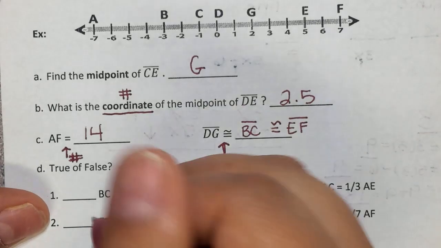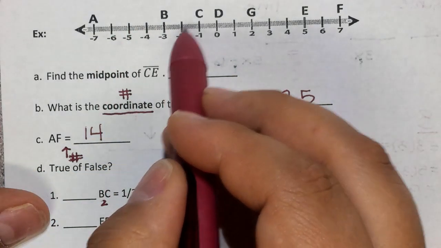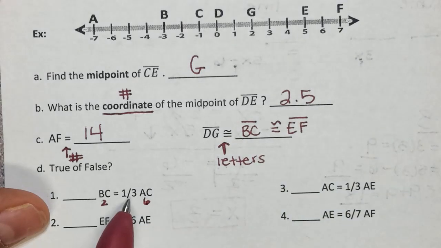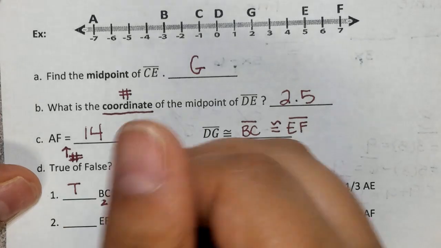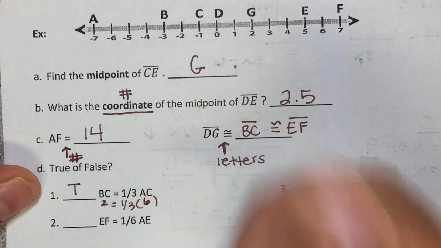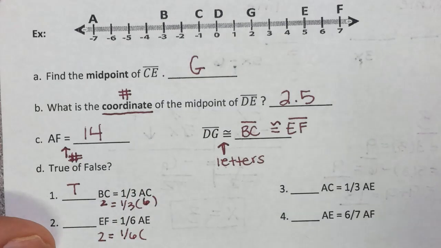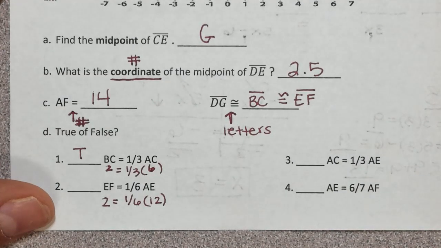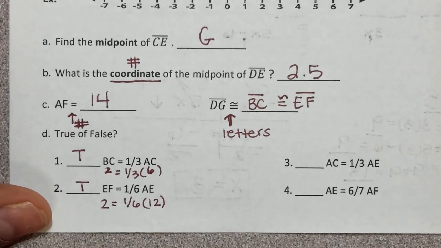So BC is 2. AC is 6. What is 1/3 of 6? So that's true. Does 2 equal 1/3 of 6? Yep. EF. EF is 2. What's AE? Is 1/6 of 12 2? So that's true. Is this making sense?